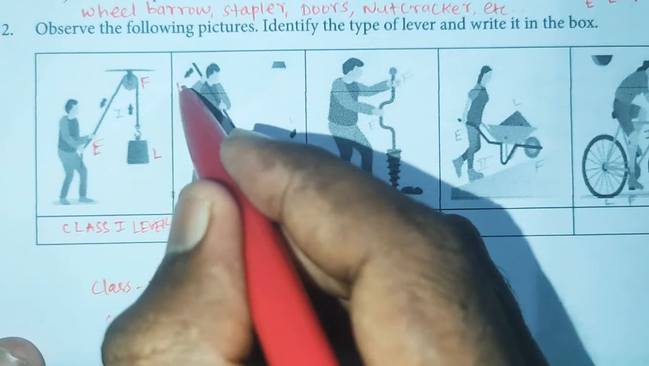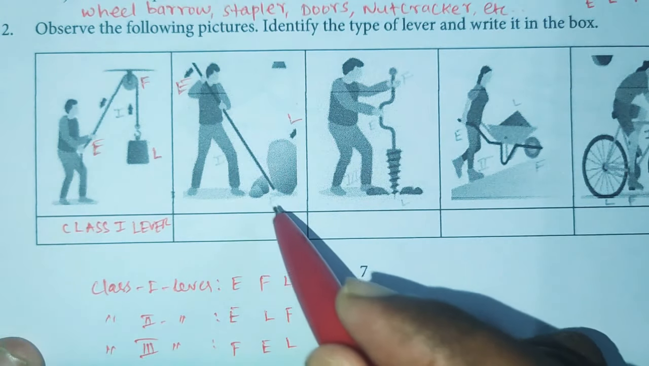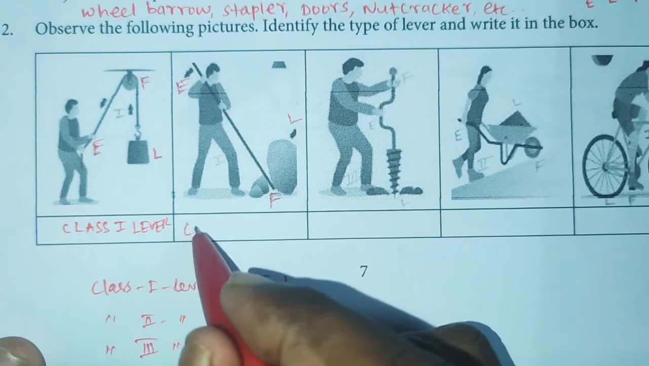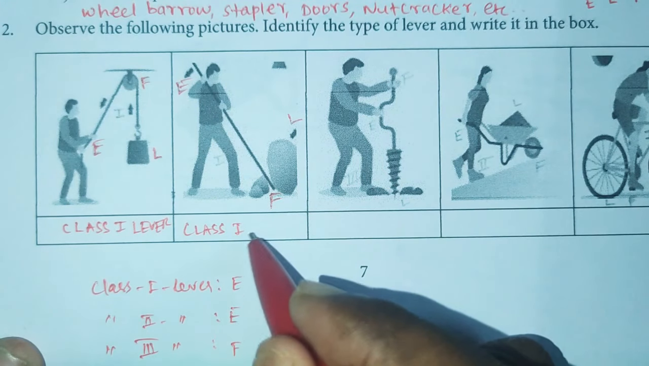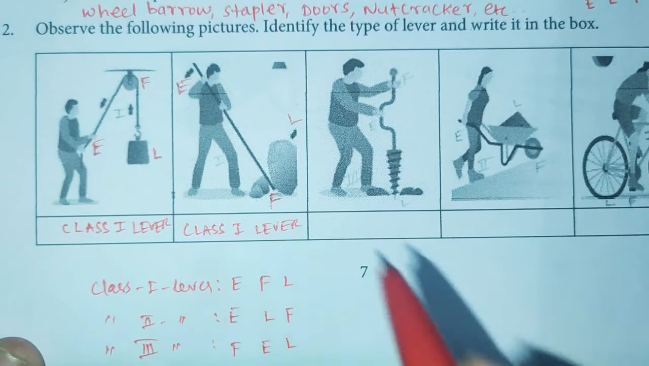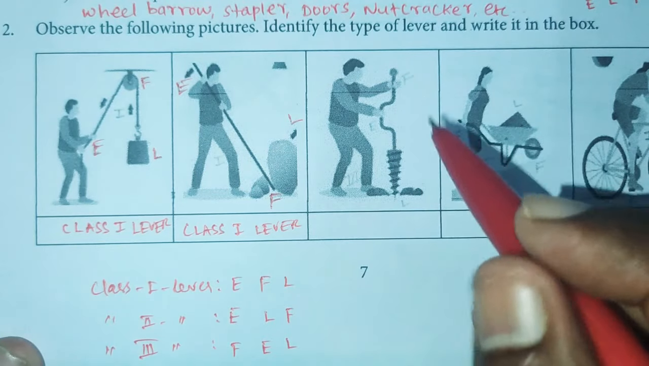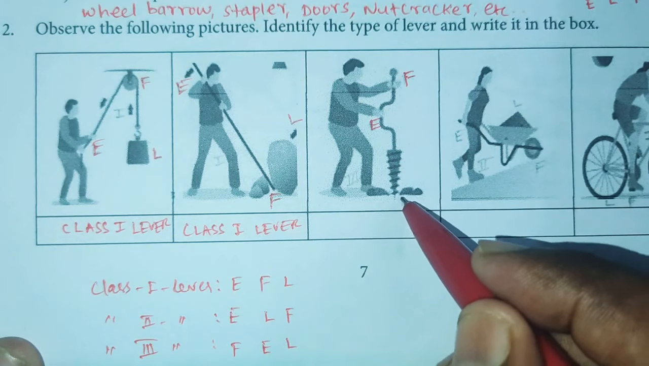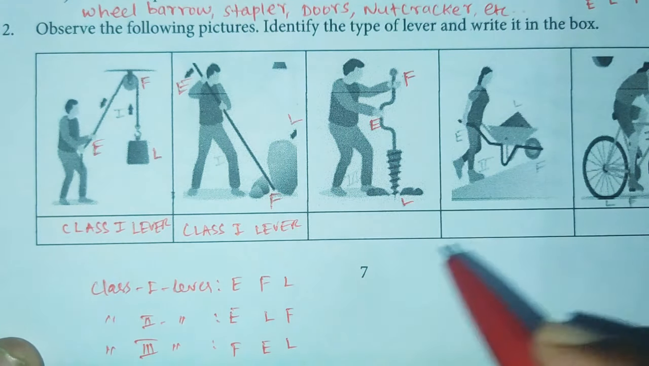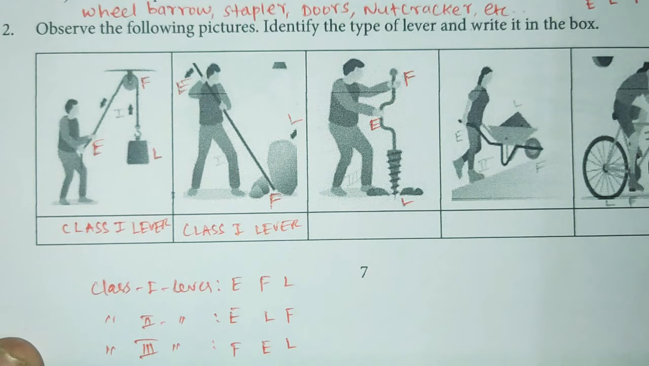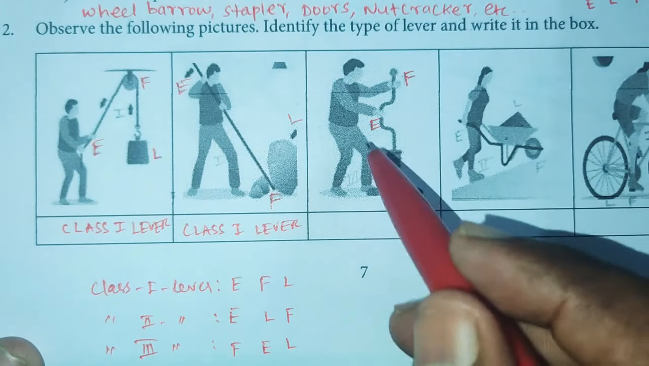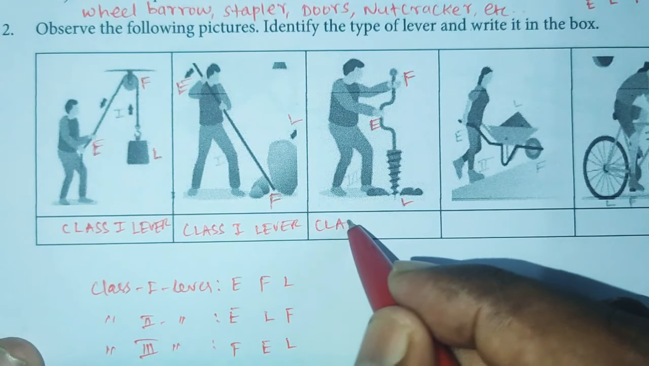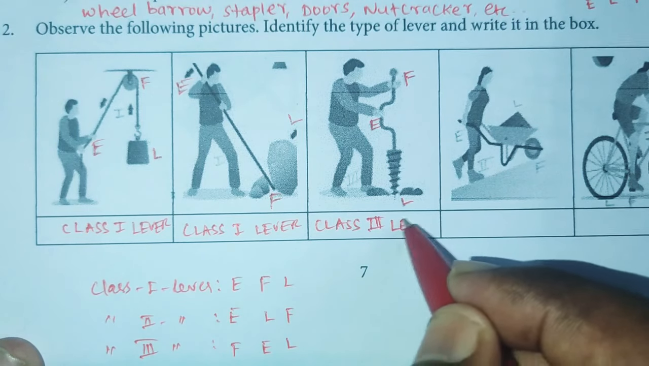Next, this is effort, this is load, this is fulcrum. So EFL represents class 1 lever. Next, like a drilling machine or screwdriver, this is fulcrum, this is effort, this is load. So load means where we are going to get the output work. FEL, this FEL is the third type. So class third type lever.